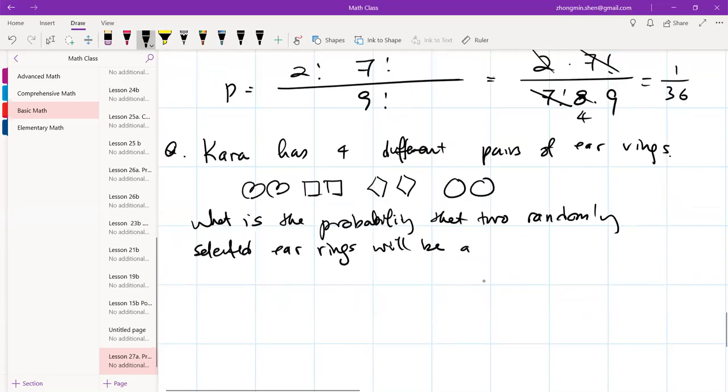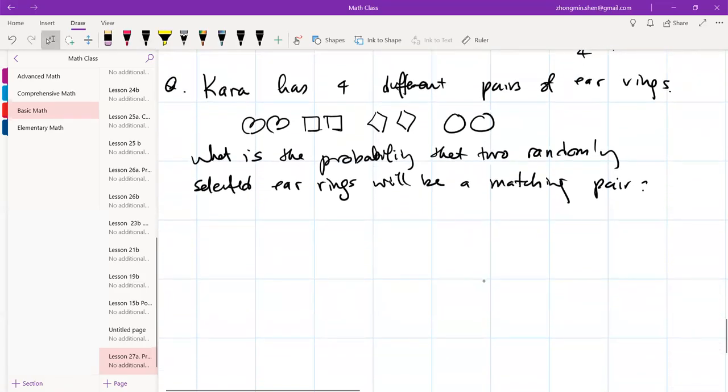The possibility that you want would be 2 times 1, or it would be 2 times 1, right? And then the bottom would be the total number of pairs, which is 8, so it would be 1/4.